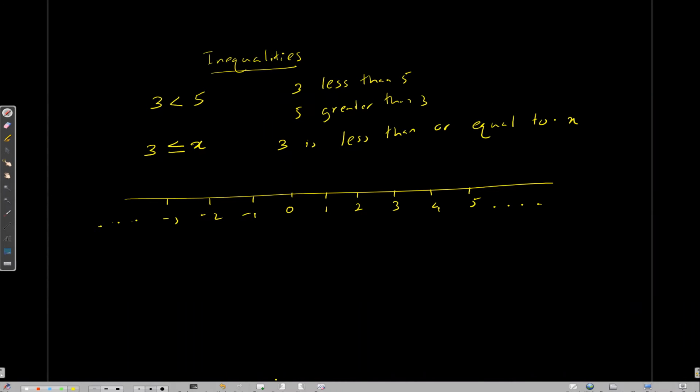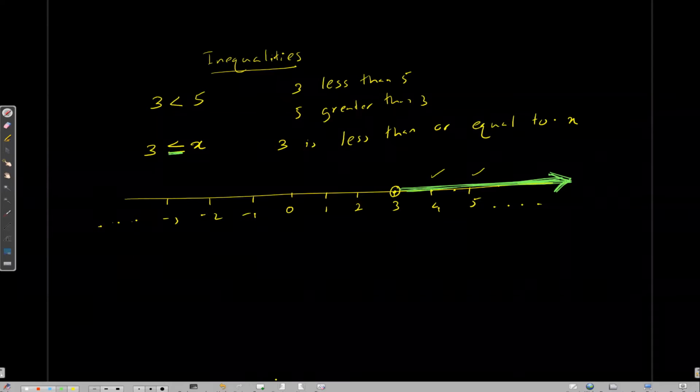That means this point 3, let me circle it. Our x, it can be 4, it can be 5, it can be 4.7, it can be 6, it can be 1000, it can be anything to the right of 3, right? And we use an arrow to indicate that it can go forever. And also it can be 3 because of this equal part. So we shade that as well. So this is the graph of an inequality.